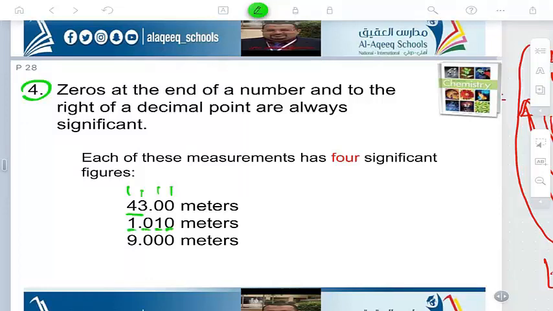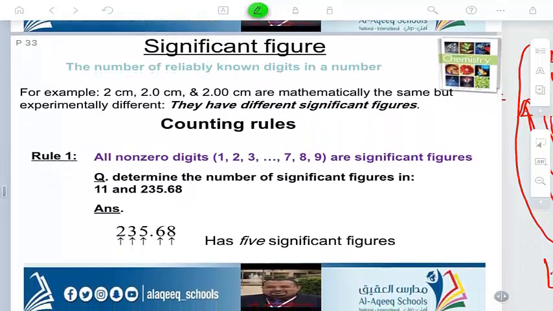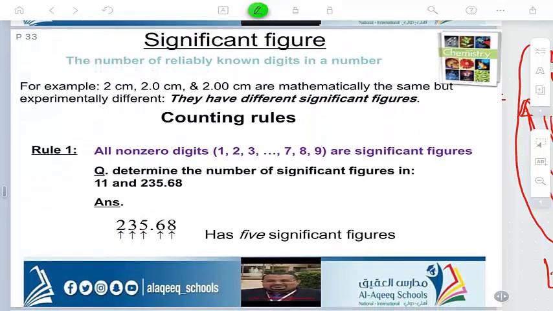Zeros between non-zero values are counted, and 0 on the right-hand side is counted as well according to this rule, so they are 4. What about this? 1, 2, 3, 4 significant figures as well, because they are on the right-hand side of the non-zero value. We can find significant figures by these rules.